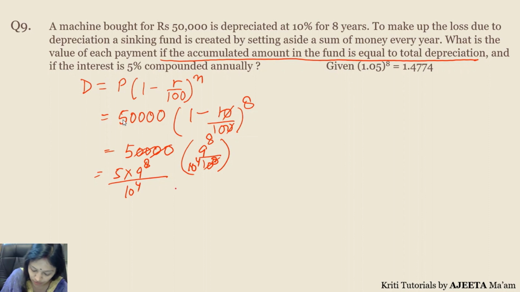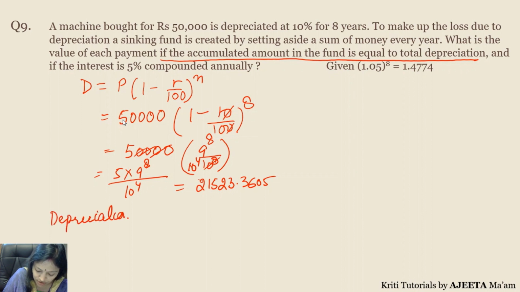So if I just calculate it, let me do it on the calculator. So we get here how much? 21523.3604. Okay, this is what it is giving. So now this much is the value after 8 years. Now how much is our depreciation? So depreciation, this is the depreciated value. So depreciation is 50,000 minus this. Now let's do the step.